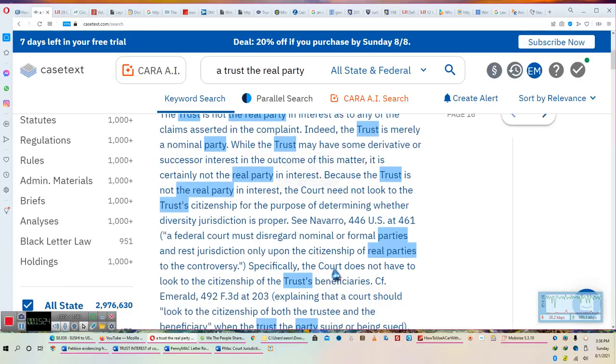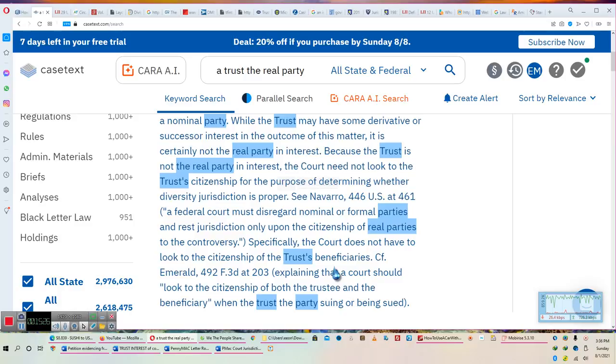This is when the courts pick and find a way to remove something that the law says should be there. Because the trust is not a real party of interest, the court need not look to the trust citizenship for the purpose of determining whether diversity of jurisdiction is proper. A federal court must disregard nominal and formal parties and rest jurisdiction only upon the citizenship of the real party to the controversy. Again, this is about capacity. And they're saying that the trust does not have capacity to be a trust.